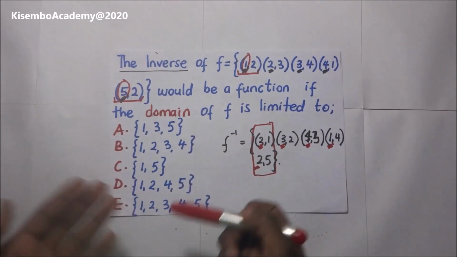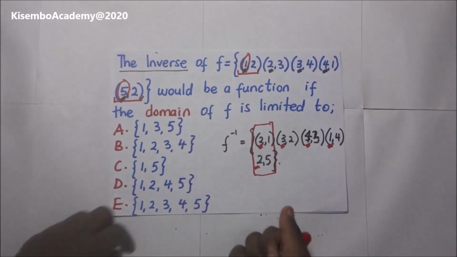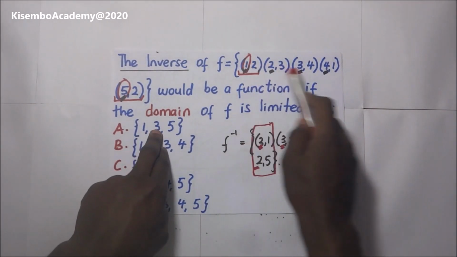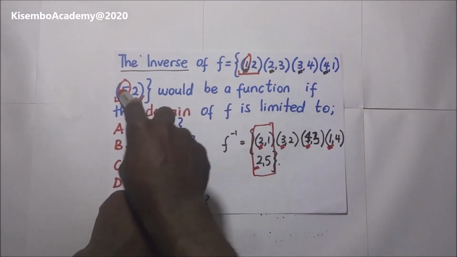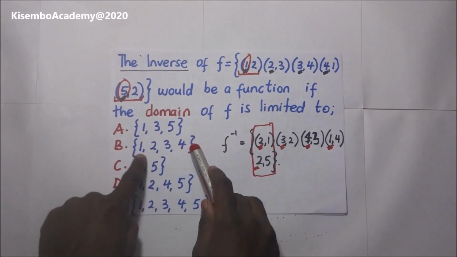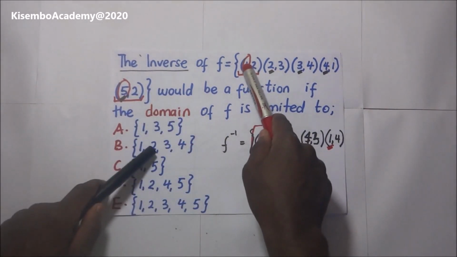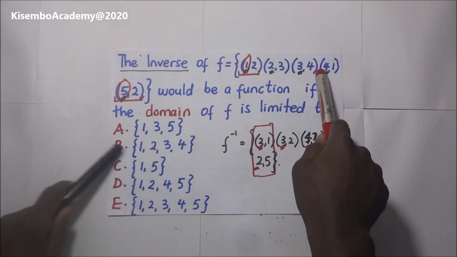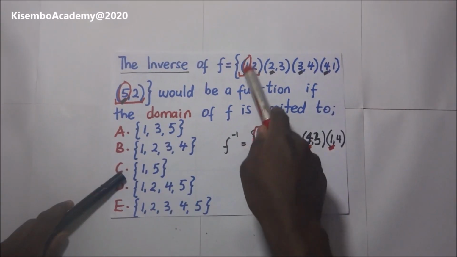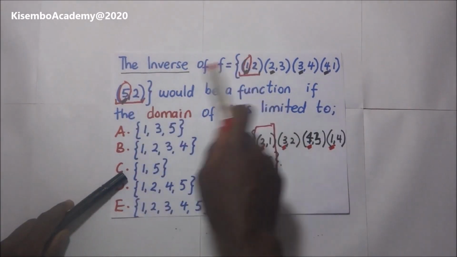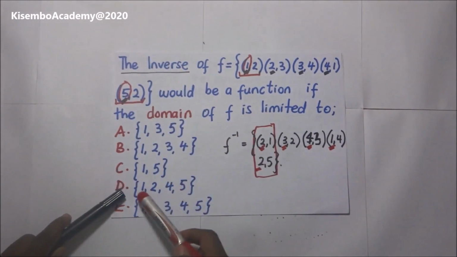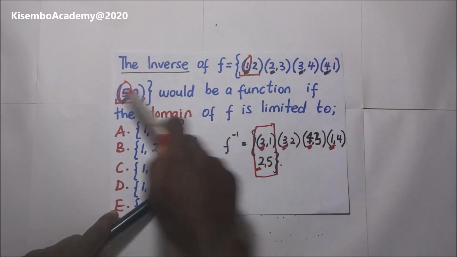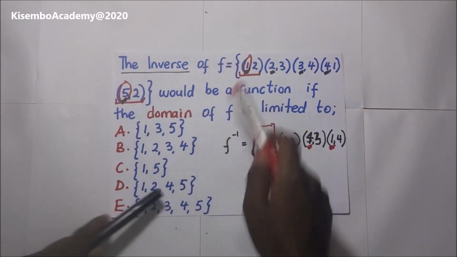So we'll come here and see which one has been eliminated in our answers. The domain would be limited to 1, 3, 5. No, A is not it. Part B, we have 1, 2, 3, and 4. This one, B, looks correct. C is 1 and 5. These are the ones we are eliminating, so C is not it. Part D is 1, 2, 4, and 5. Both are still there, so D is not it.